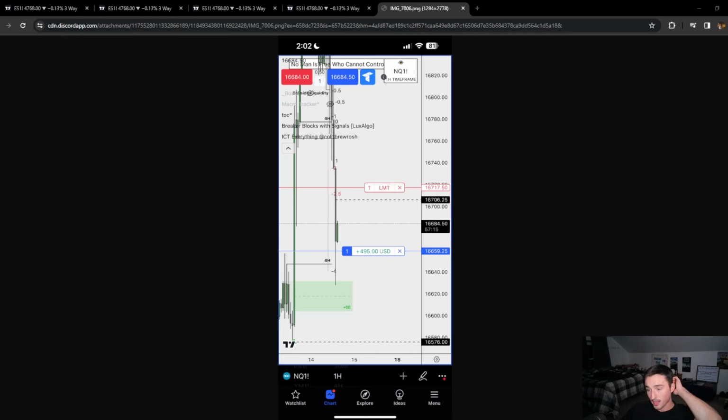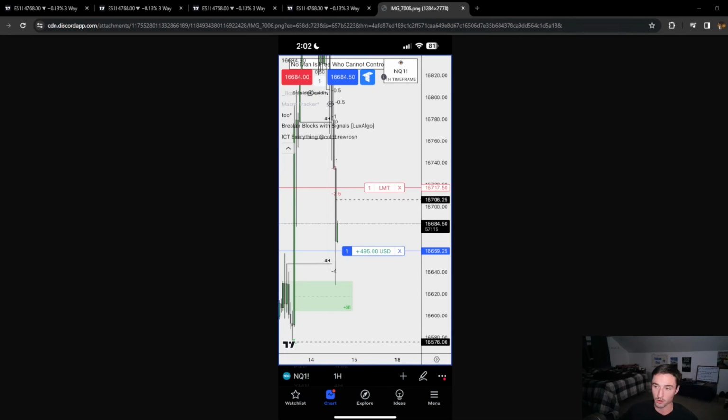I got in late. I waited for the 5-minute closure, but I took a 1-hour unicorn setup. We have our breaker and our large fair value gap. Trades down into it to a couple points, and then I did not hold the entire way up there because I was with my niece, so I was on my phone not really paying attention. I just loaded up the charts, and then boom, executed. I think I got out right around for $500. So yeah, that was the only trade I took.